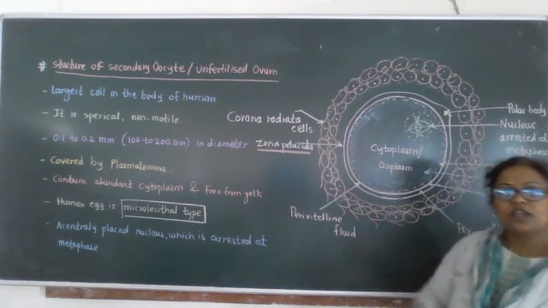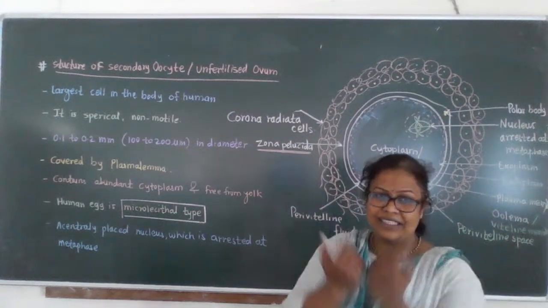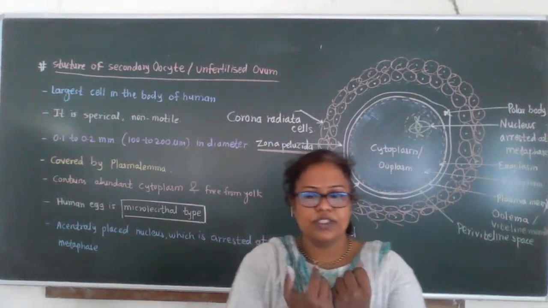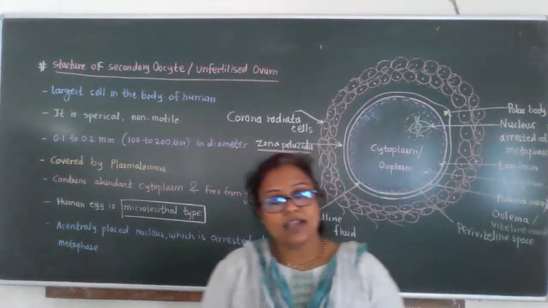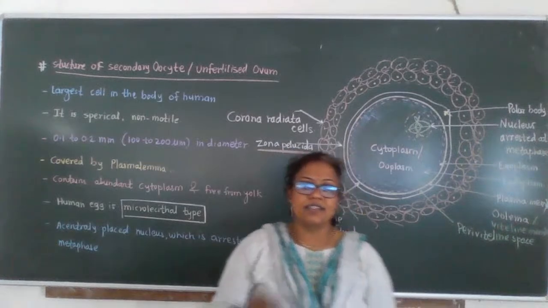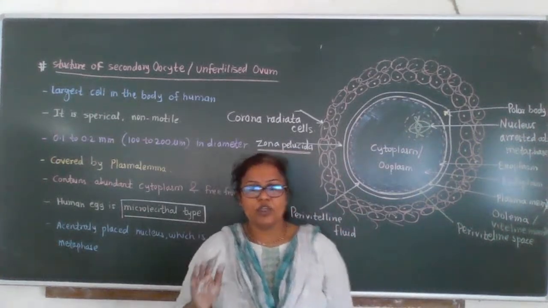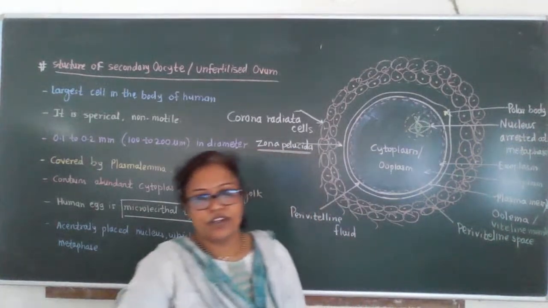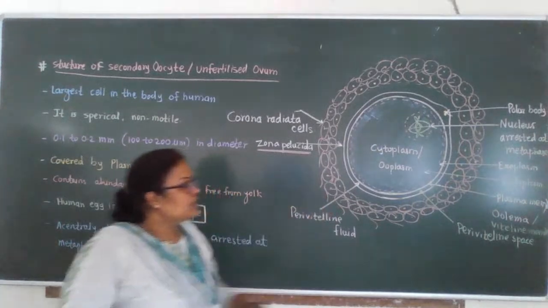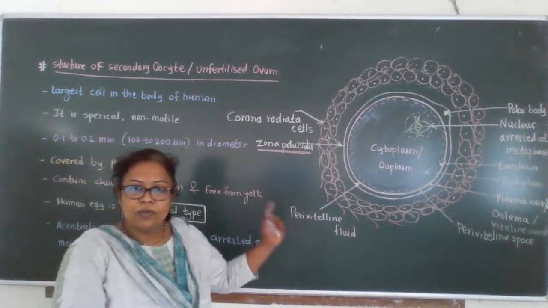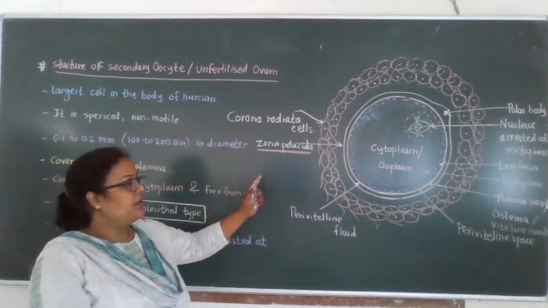Clear? These corona radiata cells are stuck or glued with each other by hyaluronic acid, and this hyaluronic acid gets dissolved by the hyaluronidase enzyme, which is also present in the acrosomal cap. So this is the structure of the human egg. Once again, we will revise.